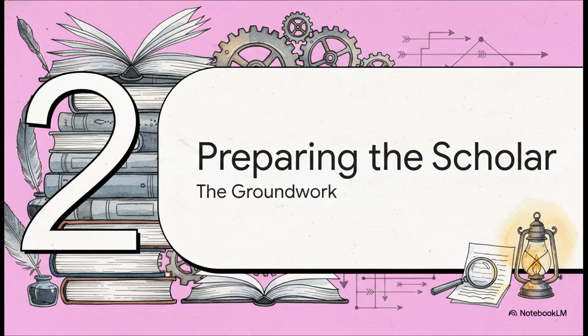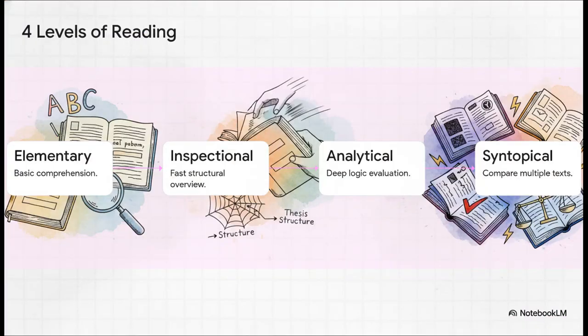Section 2. Preparing the dialectical scholar. The groundwork. You see, intellectual discipline requires rigorous groundwork before a single word of discussion is ever actually spoken. Let's see how this builds using Mortimer Adler's brilliant framework for progressive scholarly inquiry. Before a seminar, scholars must move through 4 distinct levels. First up is elementary reading, just grasping the basic comprehension.